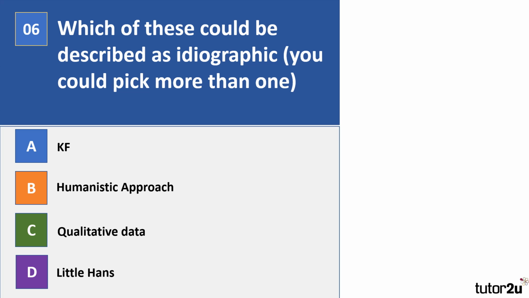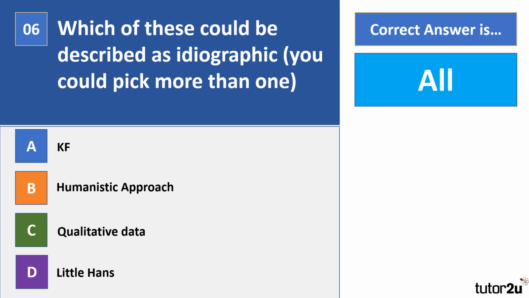On to 6. Which of these could be described as idiographic? You can pick more than one. Okay, the correct answer is all of them. So they can all be described as idiographic in some way. Now, KF, remember, was a case study from memory. Little Hans was a case study that you'd probably come across maybe in psychopathology or later on in your approaches. Now, case studies are inherently idiographic as they focus on a single person or a very small group.